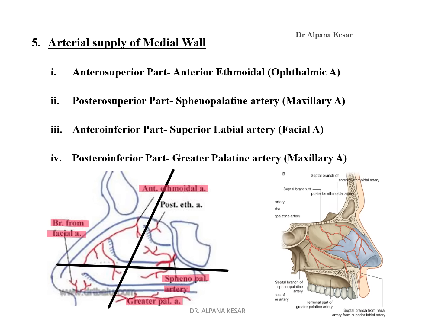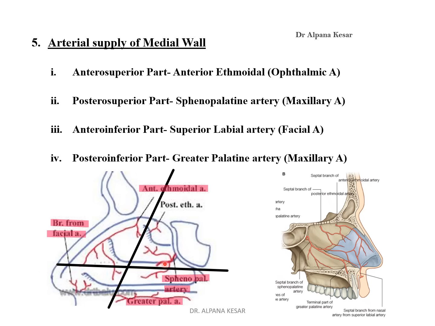Arterial supply of medial wall of nose. For better understanding of the arterial supply of medial wall of nose, the nasal septum has been divided into 4 areas. The 4 areas are anterosuperior, posterosuperior, posteroinferior, and the anteroinferior. The blood supply to the anterosuperior part is by the anterior ethmoidal artery, which is a branch of ophthalmic artery, and ophthalmic artery is a branch of internal carotid artery.